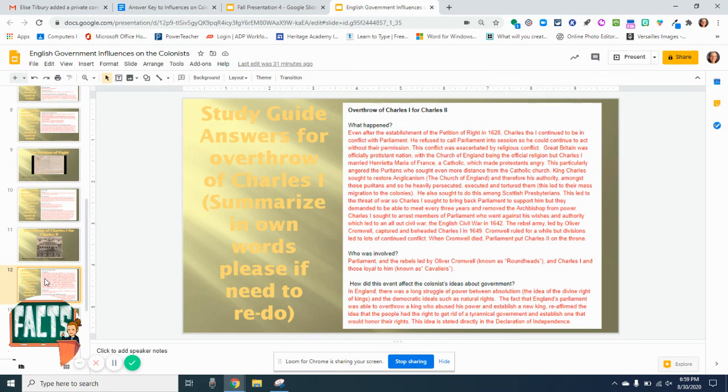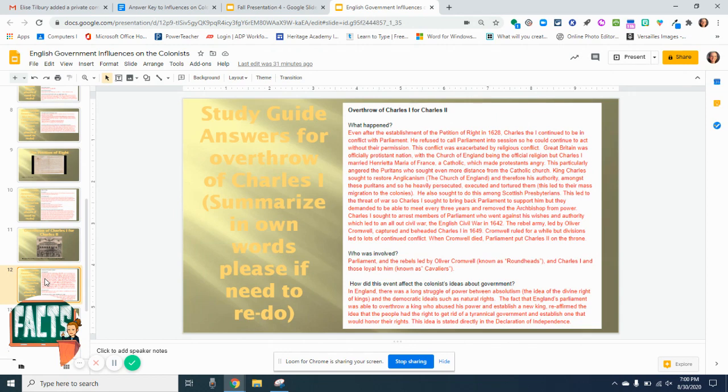So this led to the threat of war, and Charles thought he would bring back Parliament into session because he thought, well, they're going to just support me. There's a threat of war, so they're just going to back me up. And so he reestablished Parliament and started another session of Parliament.